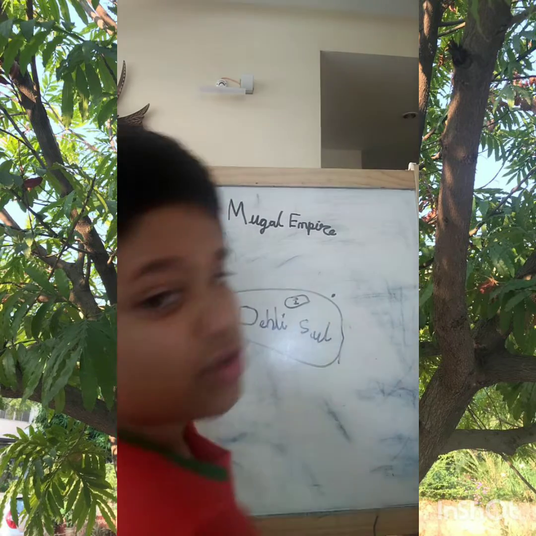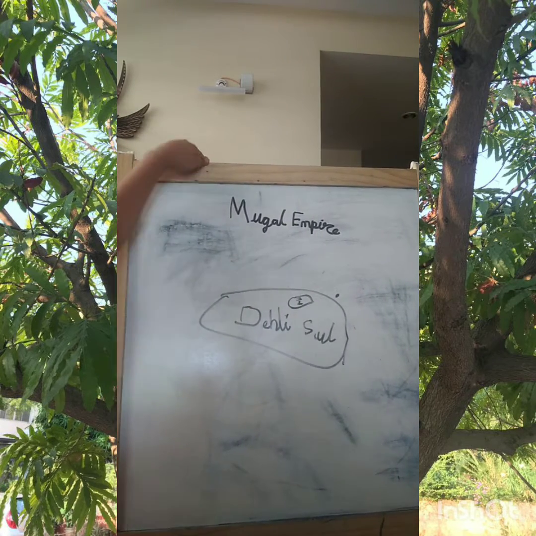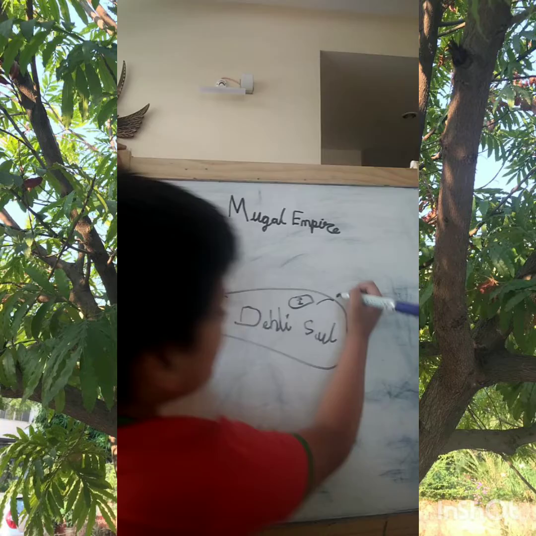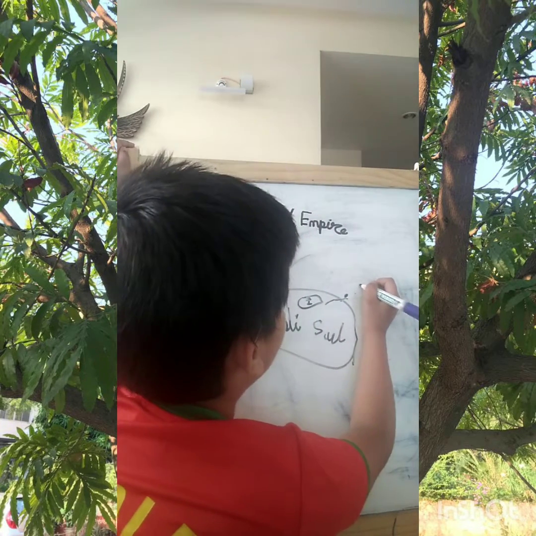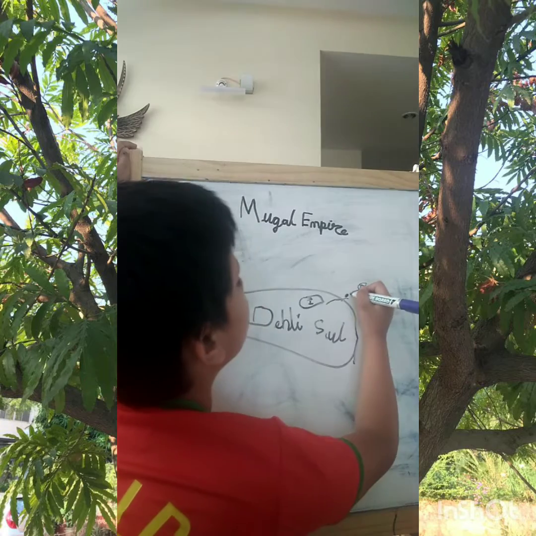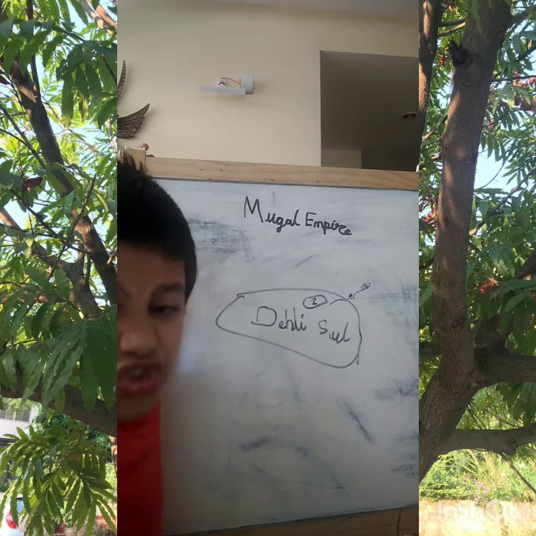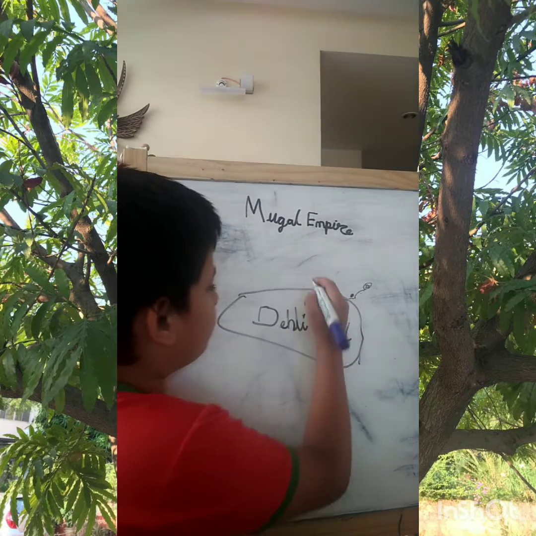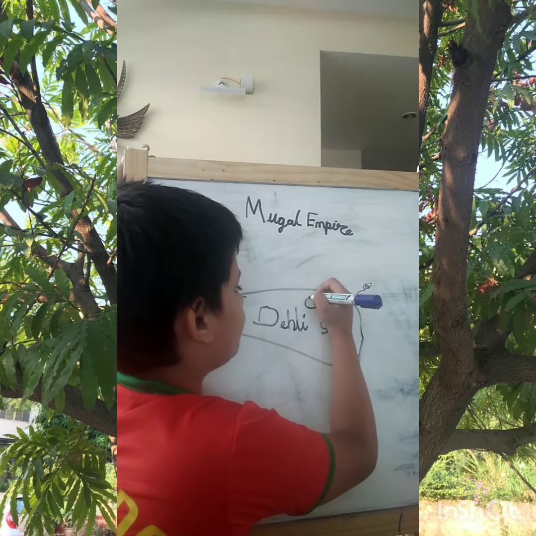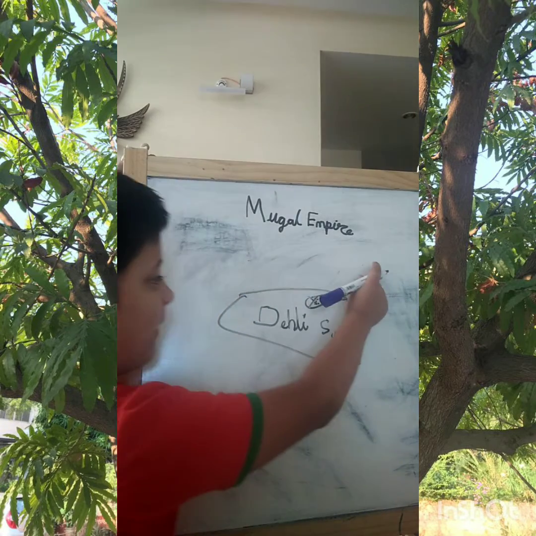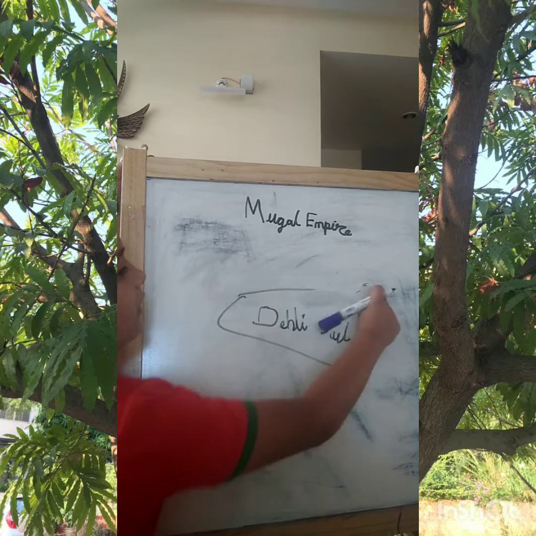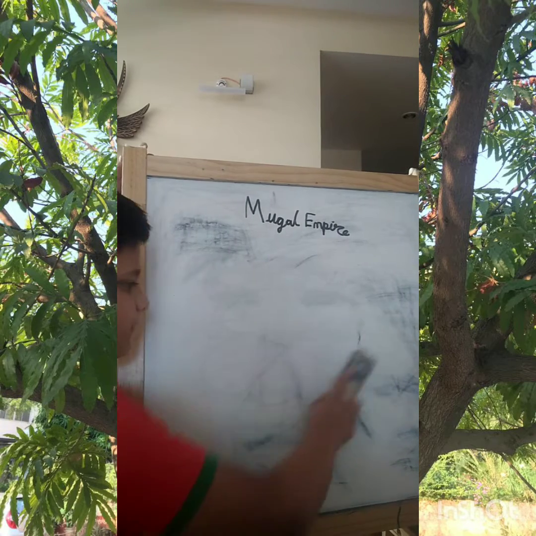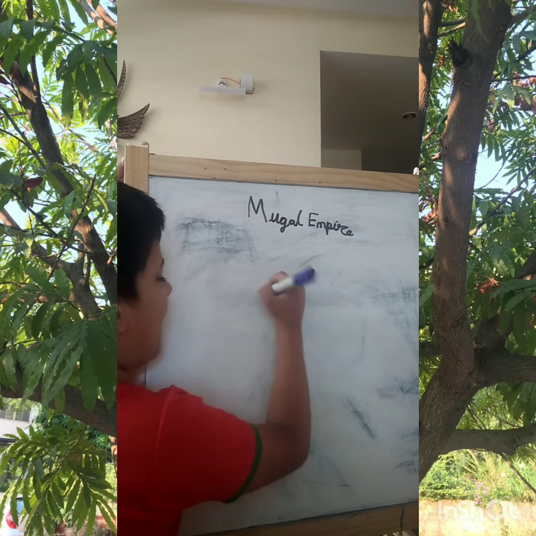Panipat was a major battlefield located between a few mountains. Ibrahim Lodi also reached Panipat, and Babur had reached Panipat earlier. They started the first Battle of Panipat, in which Ibrahim Lodi was killed, and Babur emerged victorious, causing a giant collapse, which started the great Mughal Empire.